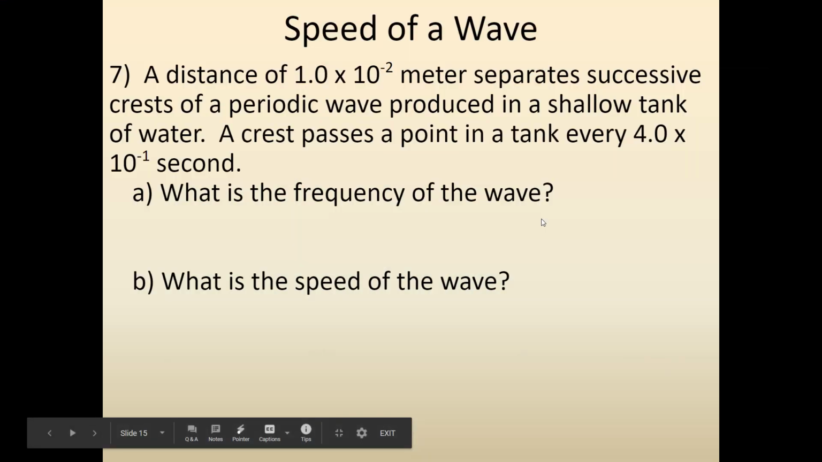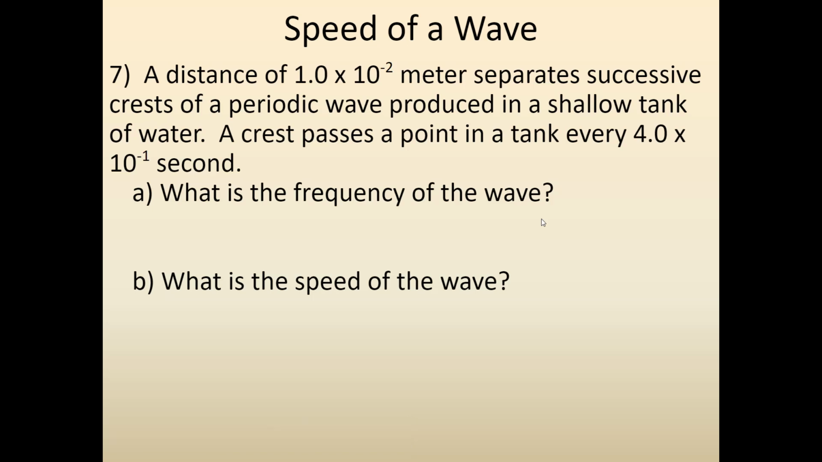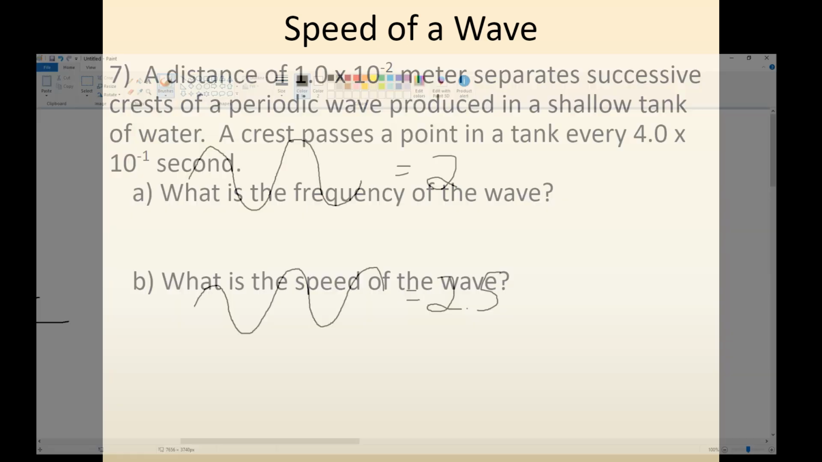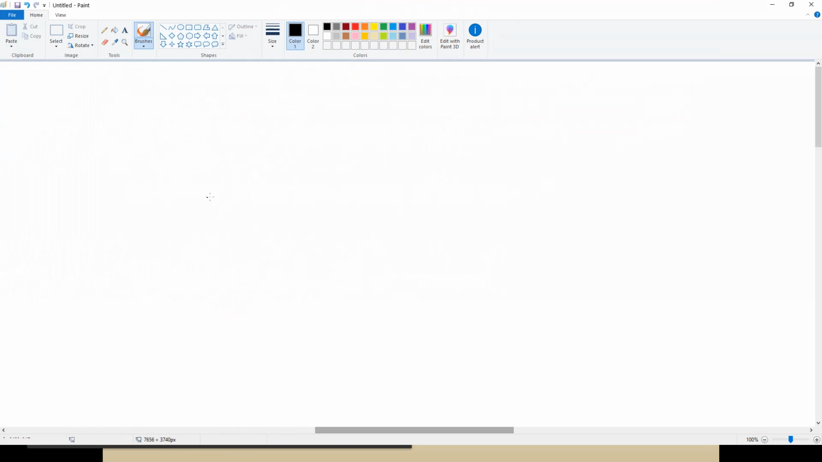So here's a practice question. You're going to figure out what the frequency and what the speed are. Okay, so the way we're going to do this, the first one, they tell us that one crest passes every 4 times 10 to the negative 1 seconds. That is telling me the period. So I know the period is 4 times 10 to the negative 1 seconds.